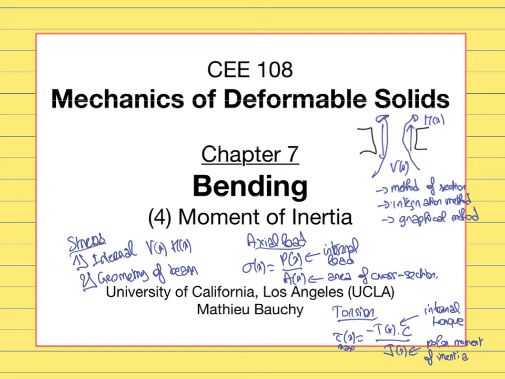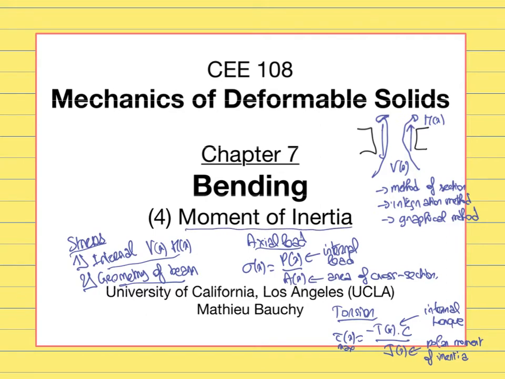So now if we come back to the case of bending, this is going to be the same thing. In the case of bending, what will dictate the value of the stress in a beam subjected to bending will be both the internal load that the beam is subjected to, but also the geometry of the beam. The geometry of the beam is also going to be important in determining the value of the stress. And in the case of bending, the geometrical quantity that matters is not the area of the cross-section or the polar moment of inertia. In this case, it is the moment of inertia.